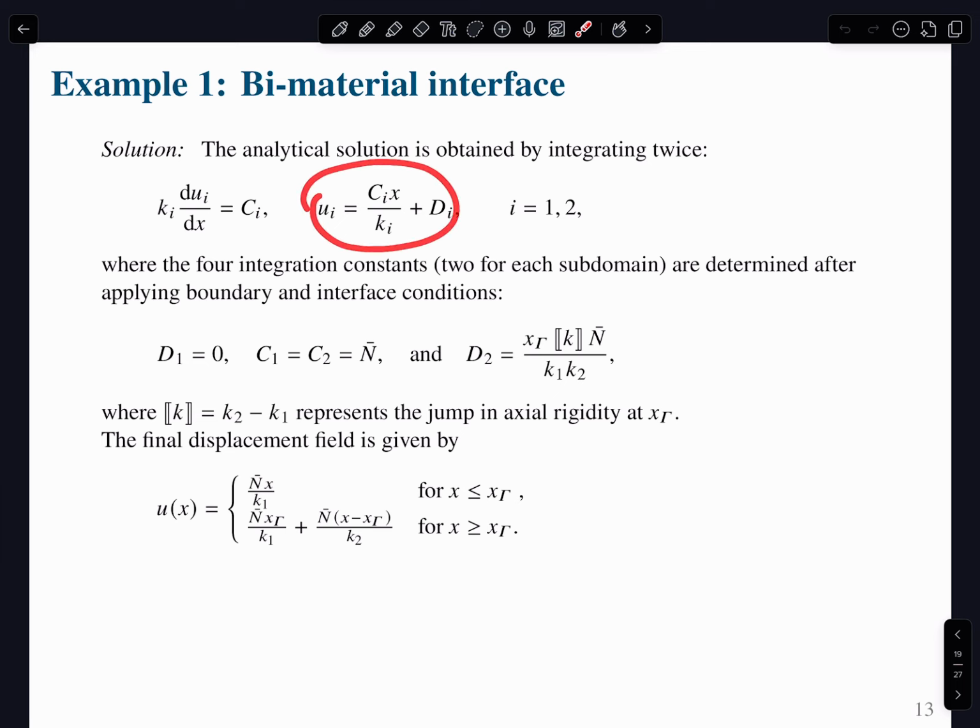When we plug here, it's going to be u1 is equal to c1x, which is 0, divided by k1 plus d1. Well, immediately you get d1 equal to 0 to satisfy that. For the other ones, similarly, you get c1 and c2 is equal to n bar. And then the last one is a little bit more complicated, and I have made it more simple by introducing this symbol here, which simply says that that is the jump on the axial rigidity. So basically, what is the value of EA to the right of the discontinuity minus the value of EA to the left of the discontinuity. So that is essentially the value of that constant.